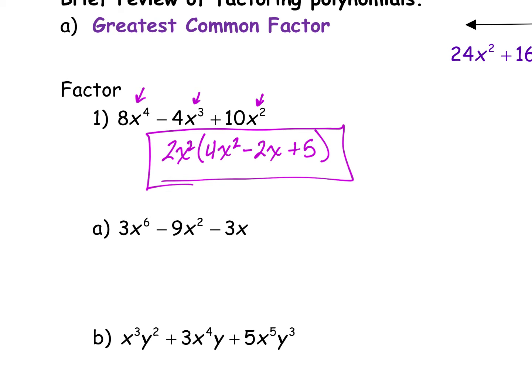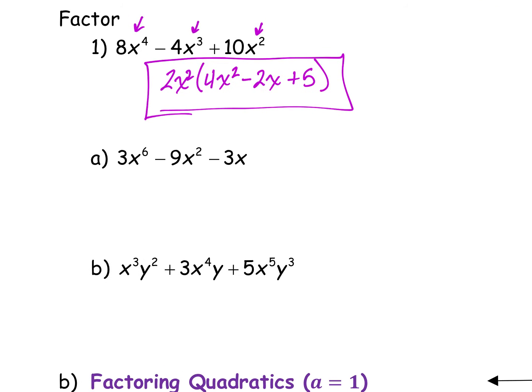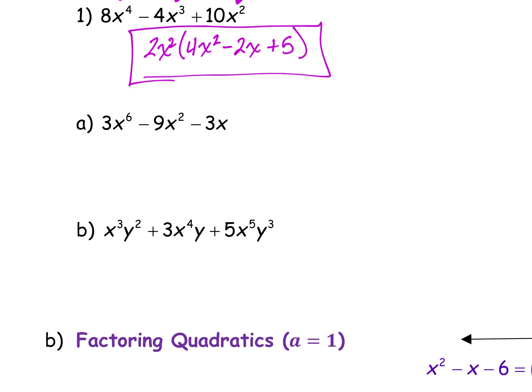Okay, so I want you guys to go ahead and factor the next 2 if you can. Just factor. Okay, what can I take out of A? What's the common factor in A? 3, and then what's my common variable factor? 3x, beautiful. Okay, so what can I take?